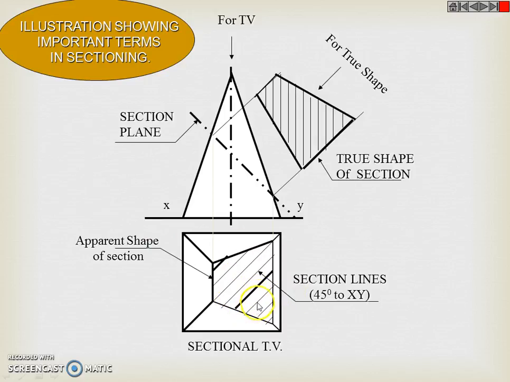The cut portion will be indicated by drawing lines at 45 degrees to the XY plane. So the cut portion is shown by 45 degree lines. These lines are drawn at 45 degrees to the XY plane, irrespective of the shape of the top view or front view. The section lines are identified by drawing at 45 degrees to the XY plane. So let us go for an example.